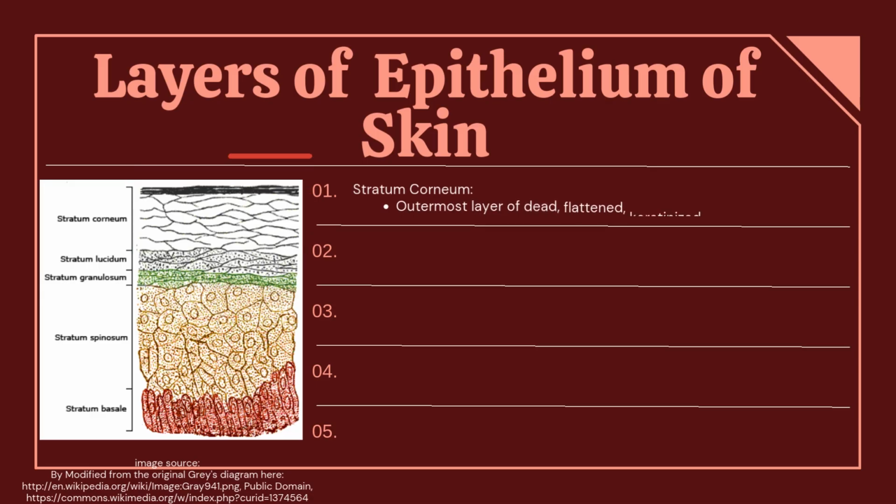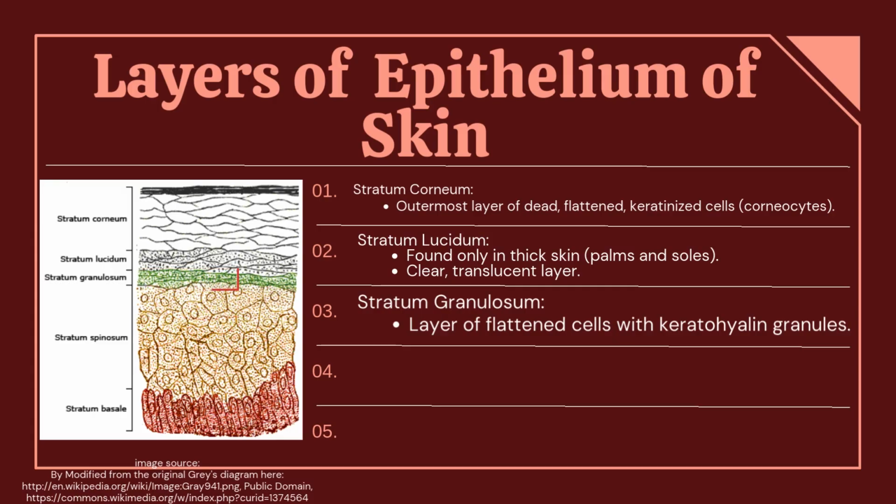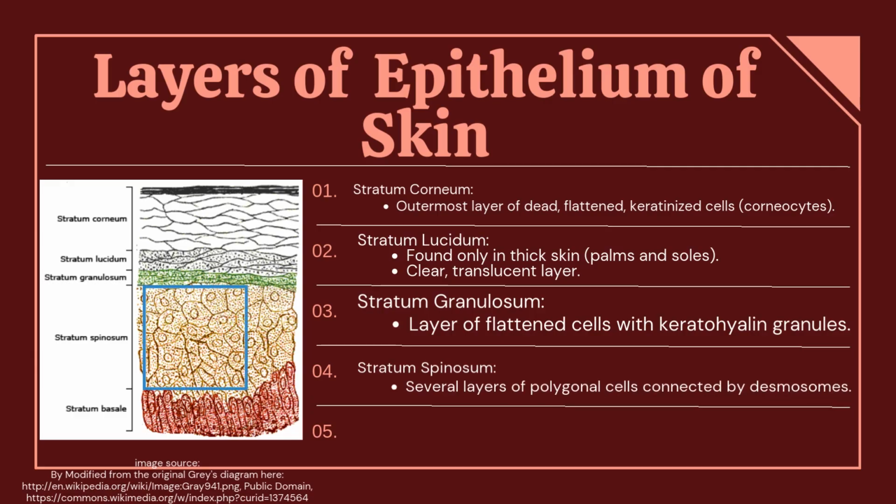Stratum corneum. It is the outermost layer of dead, flattened, keratinized cells. Stratum lucidum. It is found only in thick skin of palms and soles. It is a clear, translucent layer. Stratum granulosum. It is a layer of flattened cells with keratohyalin granules. Stratum spinosum. It has several layers of polygonal cells, connected by desmosomes.